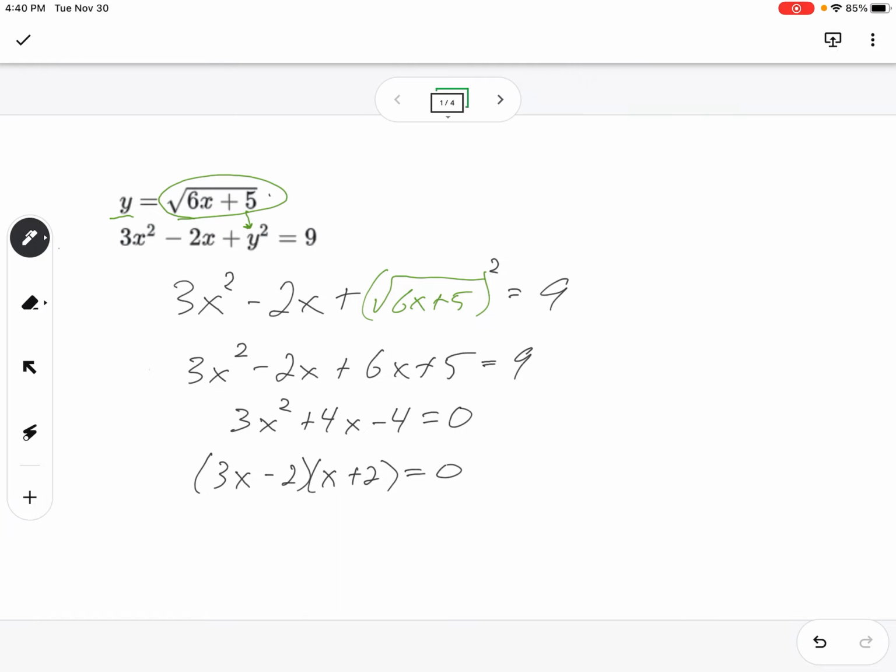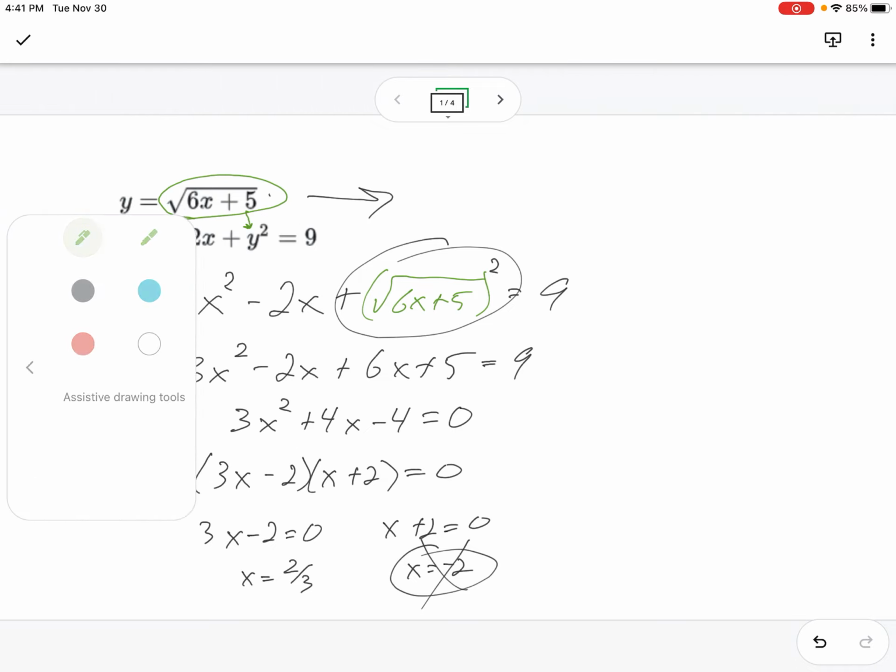And then we set each of these pieces equal to 0. So we have 3x minus 2 equals 0, and x plus 2 equals 0 from the zero product property. So in one case, x is 2/3, and in the other case, x is -2. If you check this, if you plug in the -2, it's not going to work in our original equation to find out a value for y. So x equals -2 is an extraneous solution. It does not exist. It was created when we squared this term.